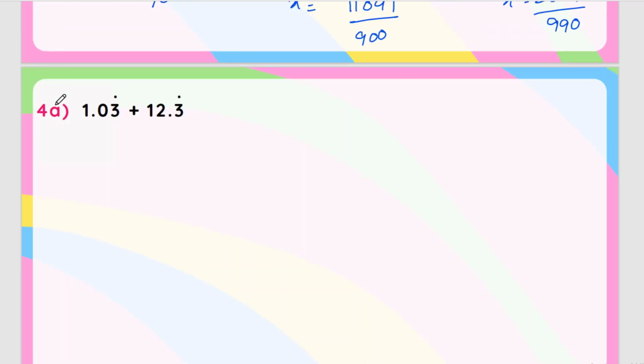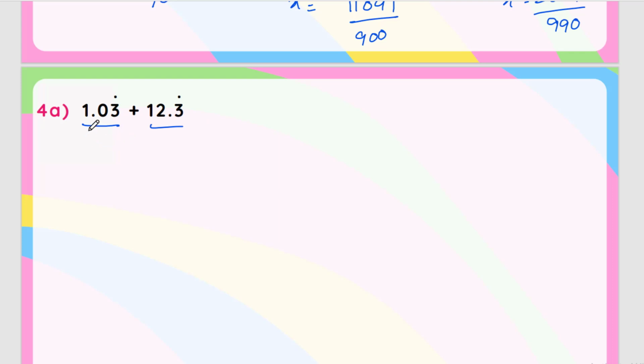Okay, now this is one application based problem. They are asking you to add these two recurring decimals. So is it possible for us to add these recurring decimals? No, because it is never ending, right? It is non-terminating. So first you should convert these into fractions, and do fraction addition.